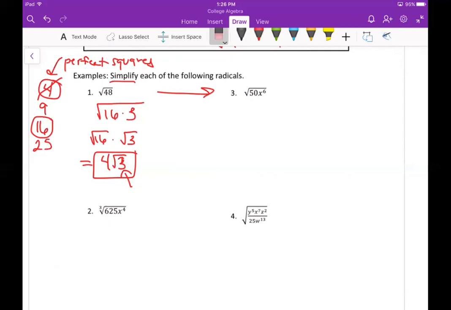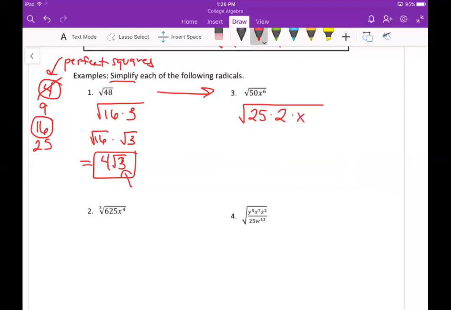Let's start by breaking up 50. In our list, we can see that 25 is a factor of 50. That leaves me with 2, and 2 has no perfect square factors, okay? So we can break 50 up like we did 48, but then what do I do with x to the 6th?